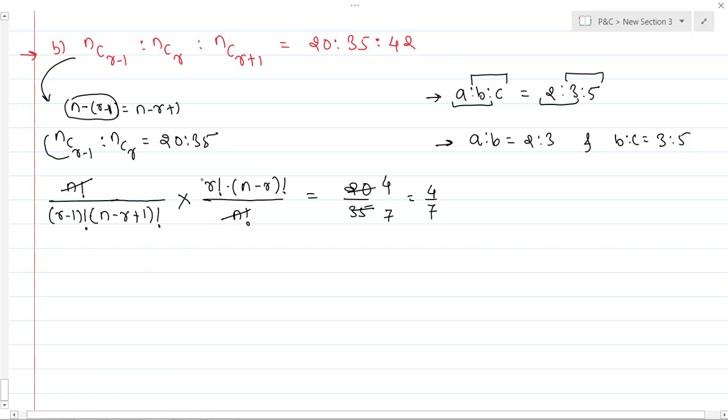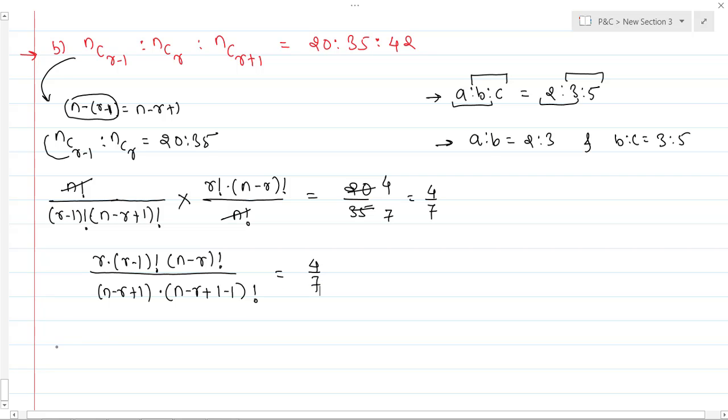Now here r factorial is greater than r minus 1. So you can express this r factorial as r into r minus 1 factorial into n minus r factorial as it is, divided by, see, n minus r plus 1 can be expressed as n minus r plus 1 into n minus r plus 1 minus 1. The factorial keeps reducing by one each time. Perfect. So this is equals to 4 by 7.